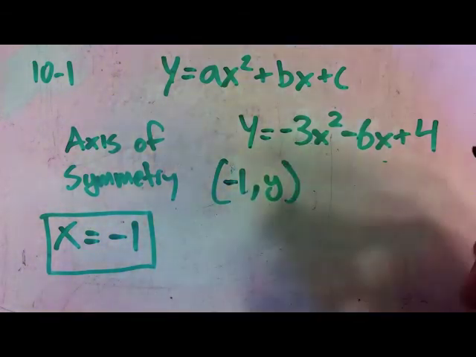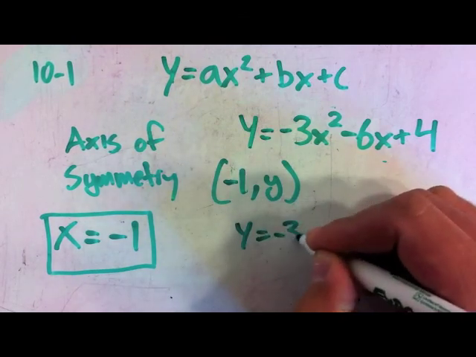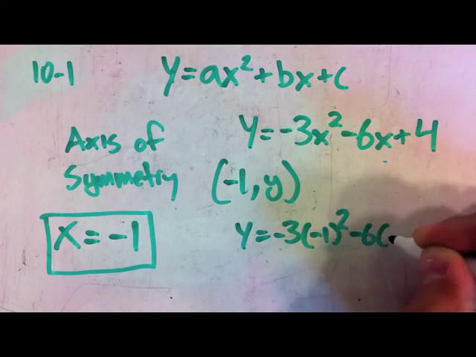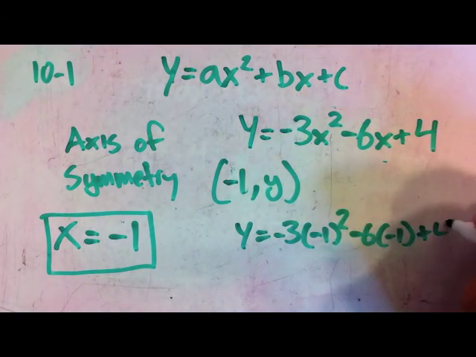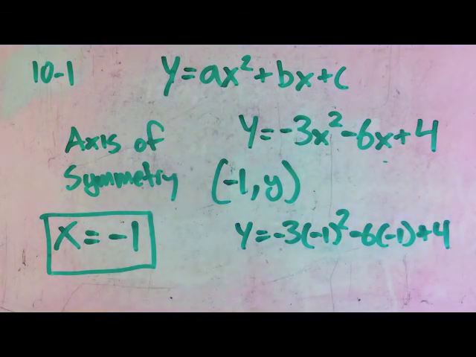So that's what I'm going to go ahead and do here. It's going to be y equals negative 3, and instead of x, I'm going to write negative 1 because that's what it is, minus 6 and negative 1 here, plus 4. This is kind of a tricky part, and I just want to make sure you guys remember this from last time and what we talked about in the classroom.